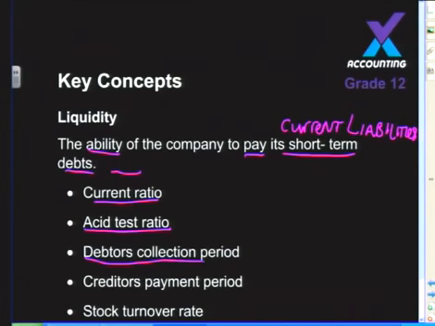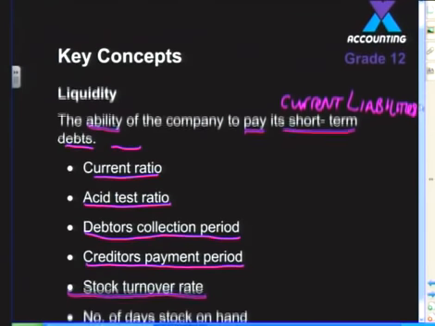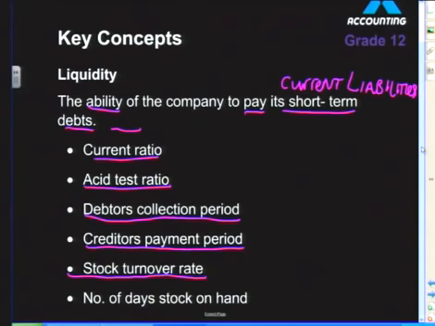your debtors collection period. This ratio looks at how long your debtors are taking to pay their debts. Your creditors payment period. Then we have our stock turnover rate. Right, and then the last one, which you guys cannot see at the moment, the number of days stock on hand.